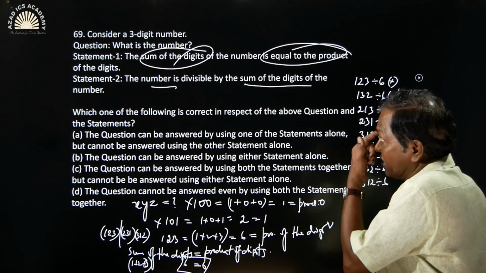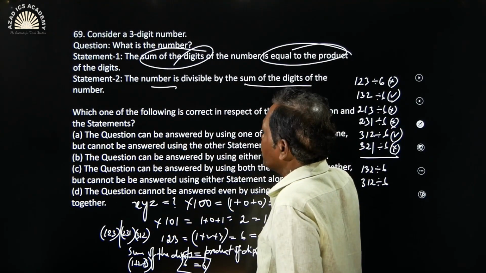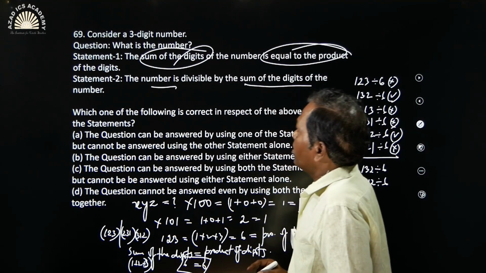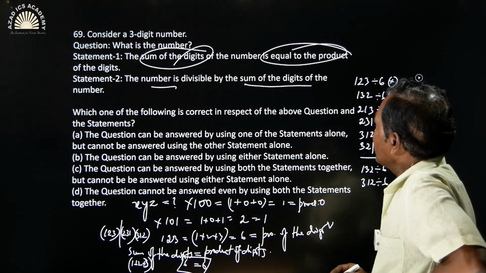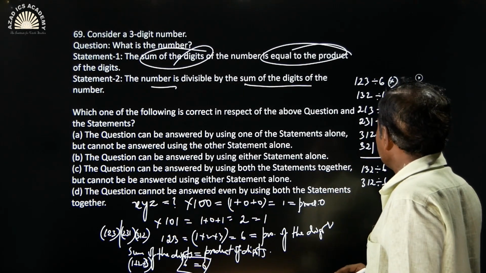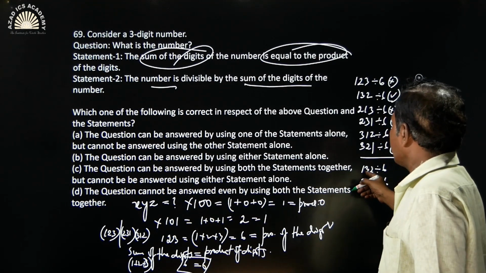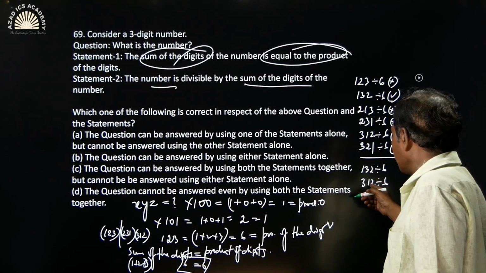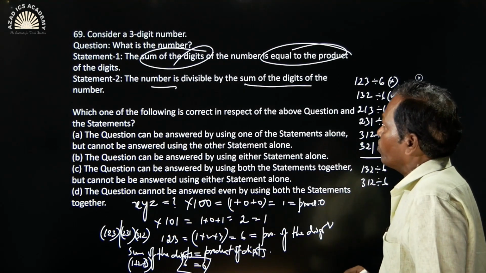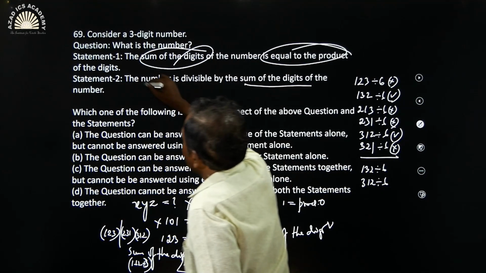Right. Now you can see which of the following is correct in respect of the above questions and the statements. The sum of the digits of the 3 digits is equal to the product of the digits. Like 1 into 3, 3 into 2, 6. Sum of the digits 4, 6, and this is all 3 into 1, 3 into 2, 6. This also will qualify. Right. Statement 1, definitely yes.